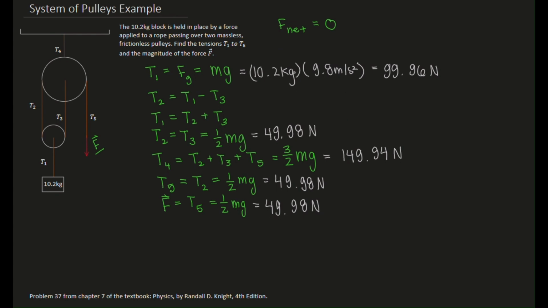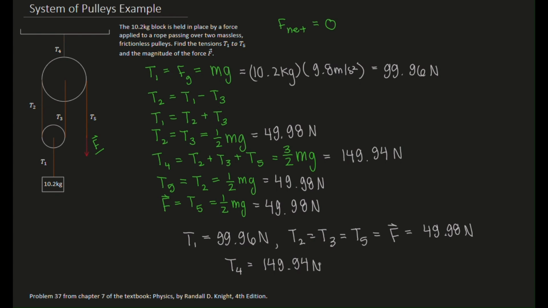So after we plug in our mass and our gravitational acceleration being 9.8 meters per second squared, we get that our first tension is 99.96 newtons. Our second tension, which is equal to our third tension, which is equal to our fifth tension, which is equal to the force that we're applying, is 49.98 newtons. And our fourth tension is 149.94 newtons.